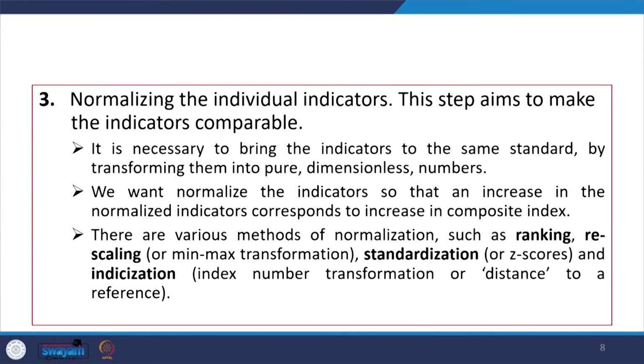There are various methods of normalization, such as the ranking method, rescaling with the min-max transformation, standardization with the Z score, that is, the score minus the mean divided by the standard deviation, and indicization. Basically some form of index transformation is required, maybe like distance to a reference, how far it is, and accordingly some form of transformation is required for comparison.